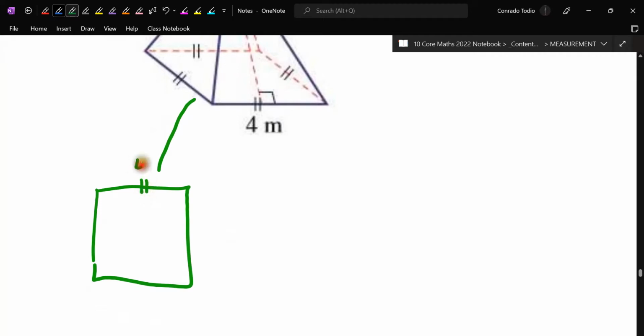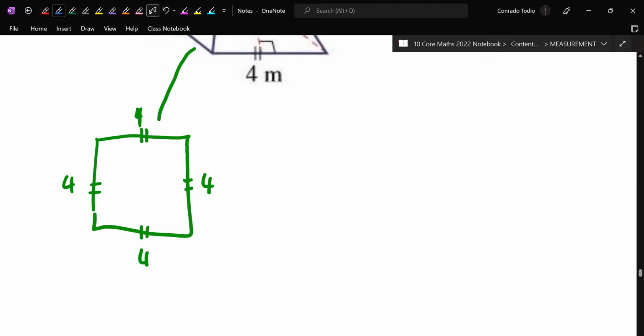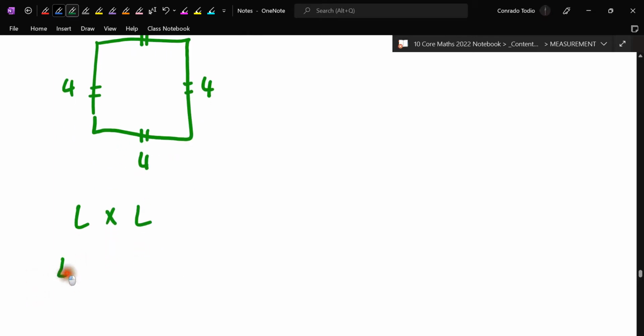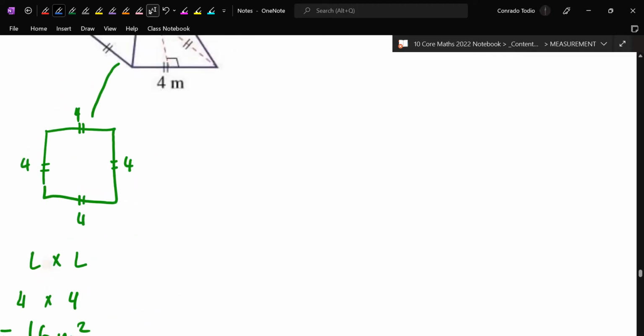So you know that this is 4, that's 4, and because we determined that this was a square face, or a square base, it's going to be all 4. Now the area of a square, remember, is length times length. You could also say length times width, but because it's exactly a square, it's going to be length and length. They're going to be the same. Rectangles are length times width. So this is a length times length. So it's going to be 4 by 4, which is 16 meters squared. So that's the first area, the base.